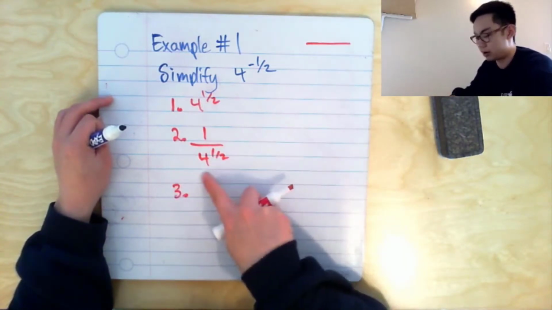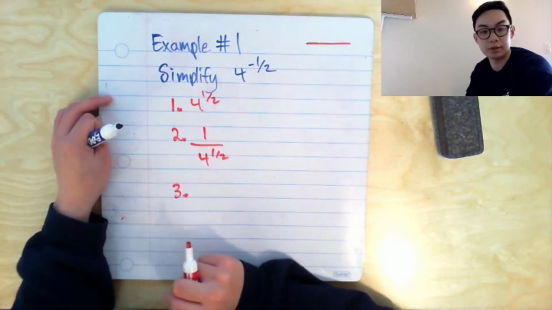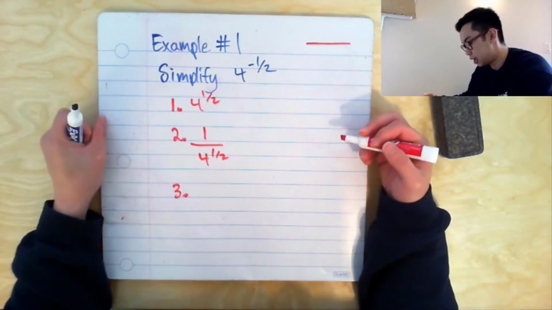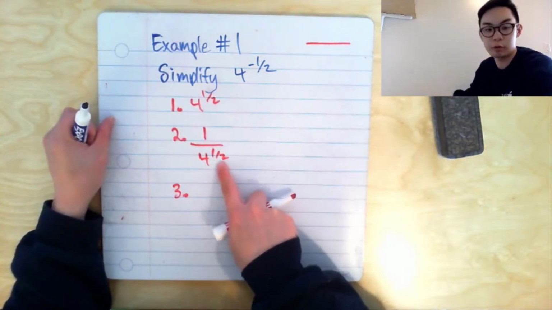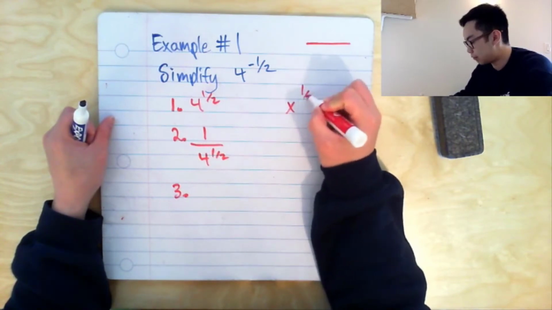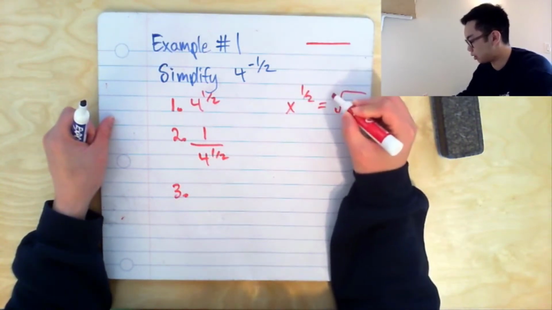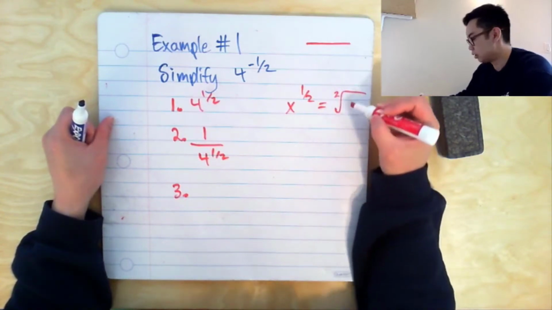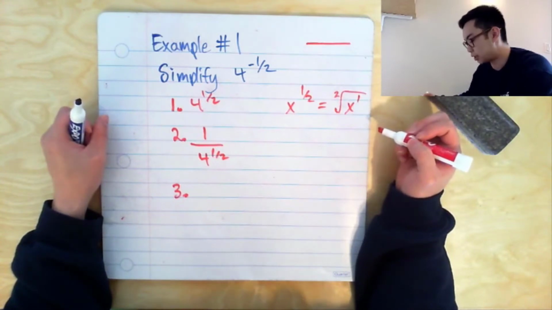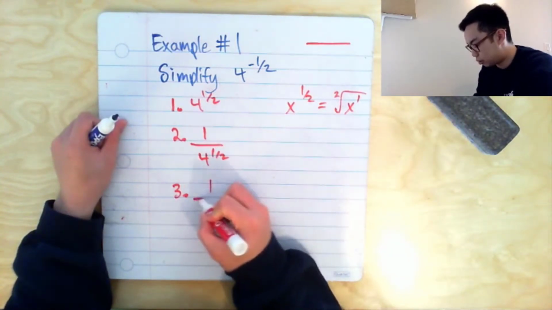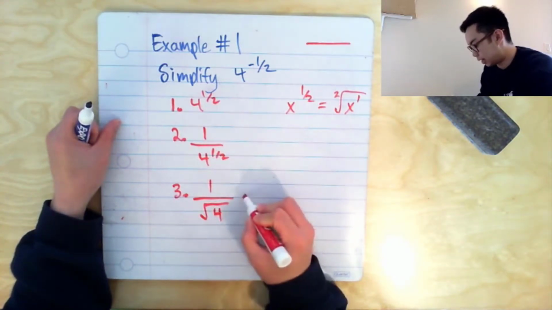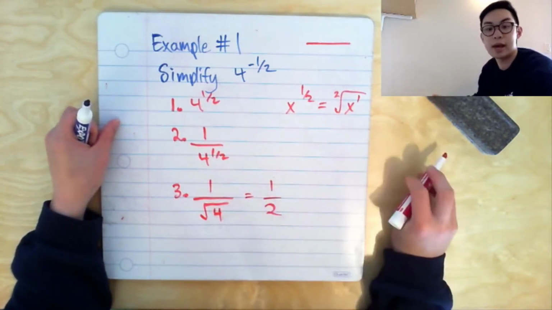Well, I don't really know how to evaluate an exponent like this, a fractional exponent. So I'm going to convert it to a radical. And the radical I'm going to be using is a square root, because a number to the half is the same as the square root, and our variable is going to be x to the 1 here. So what we're going to see is I'm going to have 1 over the square root of 4. And evaluating that, I get 1 over 2. And that's my final answer.